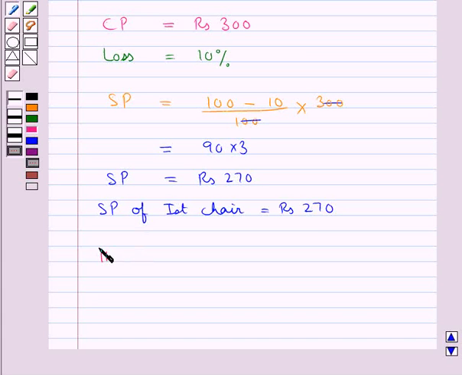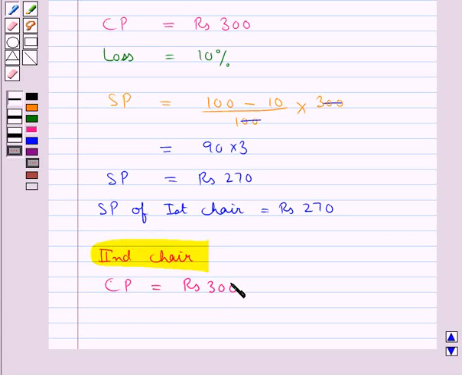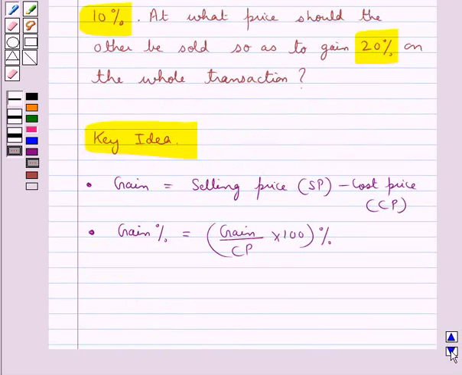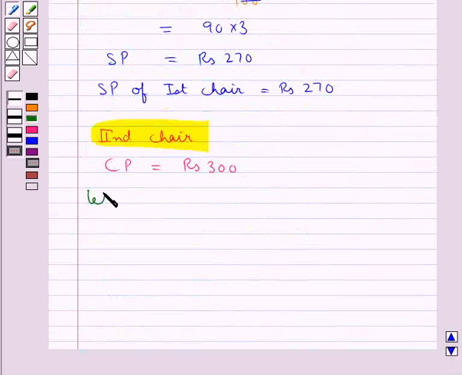Now let's consider the second chair. Again, it is purchased for rupees 300, so its cost price is also equal to rupees 300. Now we need to find out at what price should the second chair be sold so as to gain 20% on the whole transaction. So we take, let the selling price SP of the second chair be equal to rupees X.